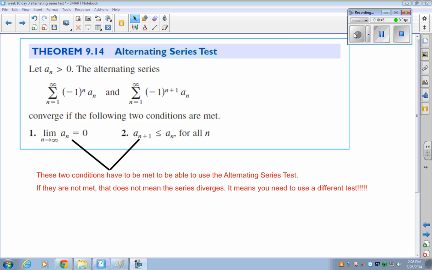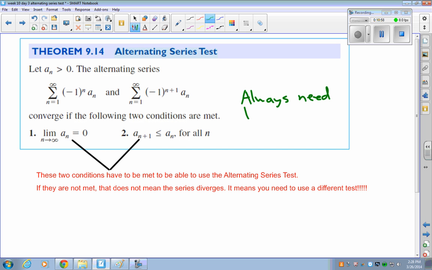Okay, biggest thing is this. You need two things for this to work. You need to go to 0, and you always need to be decreasing to 0. Okay? So you always need to decrease to 0.